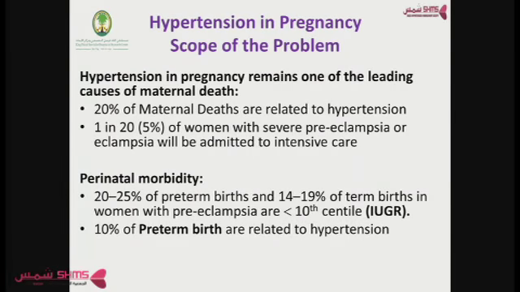We know that hypertension remains one of the very important complications of pregnancy, and it's one of the leading causes of maternal mortality, where up to 20% of maternal deaths are actually related to hypertension during pregnancy. And it's a very important cause for ICU admission. And also don't forget the fetus, so it is also related to an increased risk of perinatal mortality as well.